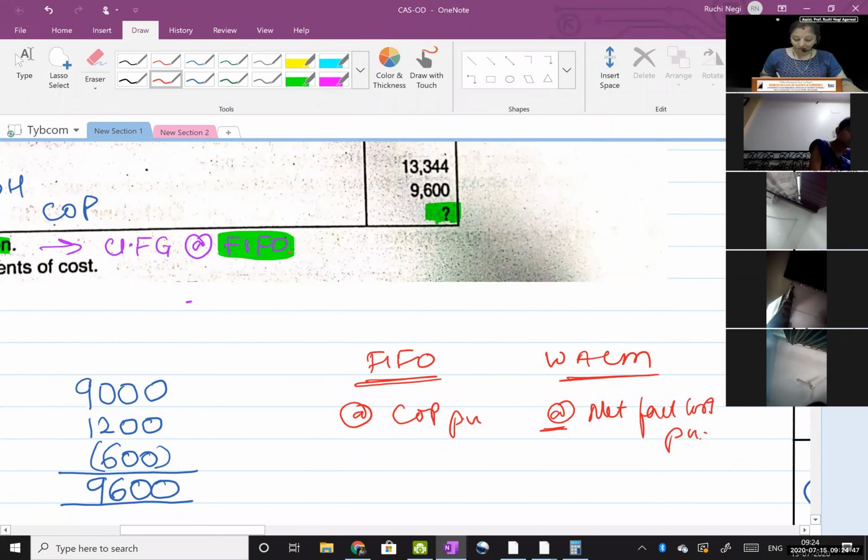Am I clear to everyone? Is this part clear? Acknowledge it in the chat box. Am I clear whatever I said? FIFO means cost of production per unit column. And for weighted average, net factory cost per unit column.